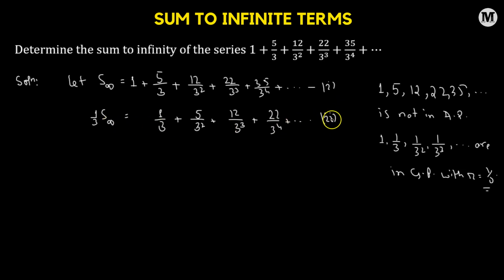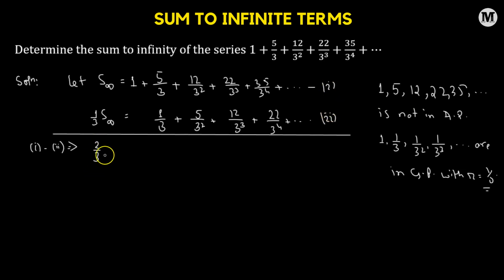Now we will subtract 2 from 1. So subtracting 2 from 1, we get 2/3 of the sum to infinity. This will be equal to 1 added to 5 over 3 minus 1 over 3, so that gives us 4 over 3. Added to 12 over 3 squared minus 5 over 3 squared, that's 7 over 3 squared. Added to 22 over 3 cubed minus 12 over 3 cubed, that's 10 over 3 cubed. Added to 35 over 3 raised to the power of 4 minus 22 over 3 raised to the power of 4, that's 13 divided by 3 raised to the power of 4. And we have the rest of the terms.